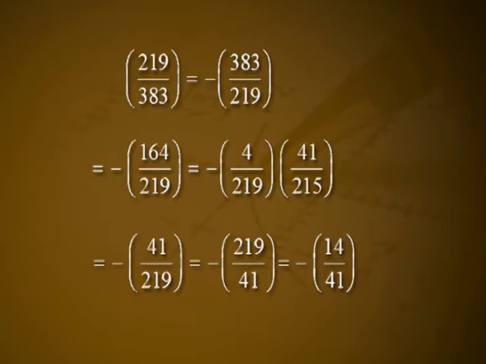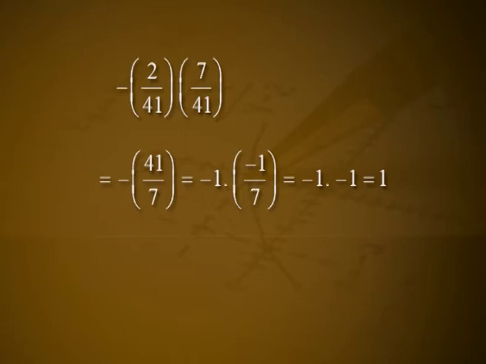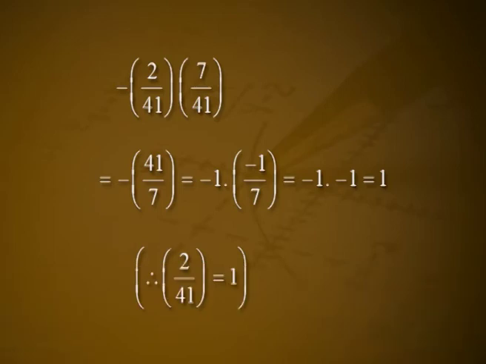Which is equal to minus (14/41), which is equal to minus (2/41)(7/41), which is equal to minus (7/41), which is equal to minus (41/7), which is equal to minus (-1/7), which is equal to minus 1 into minus 1, which is equal to 1, since the Legendre symbol (2/41) is equal to 1. Hence, the given congruence has a solution.